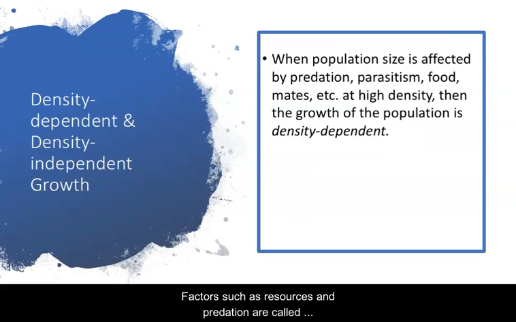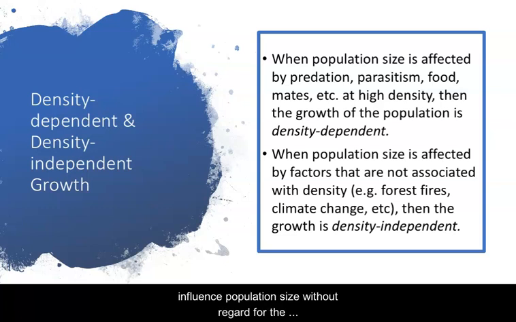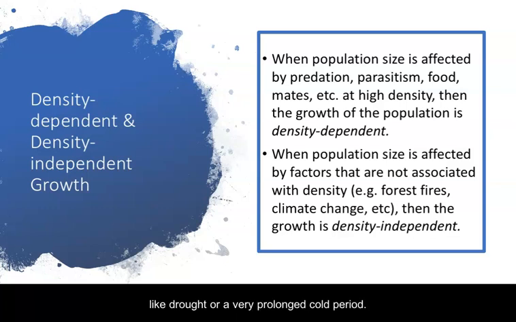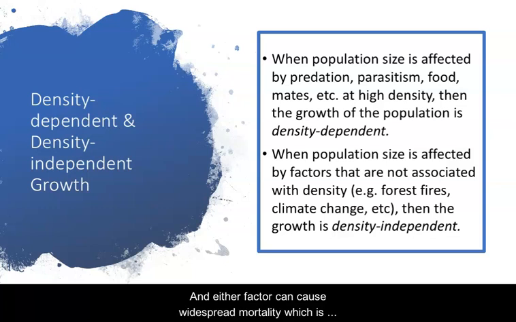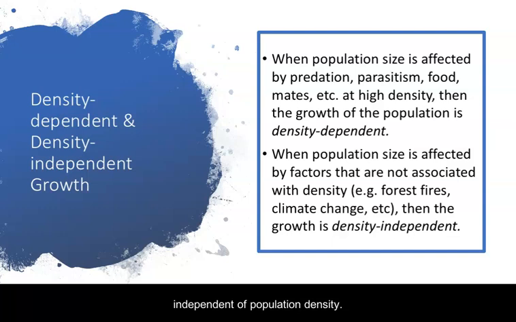Factors such as resources and predation are called density-dependent factors. Density-independent factors influence population size without regard for the population's density, and these factors include things like drought or a very prolonged cold period. Either factor can cause widespread mortality, which is independent of population density.